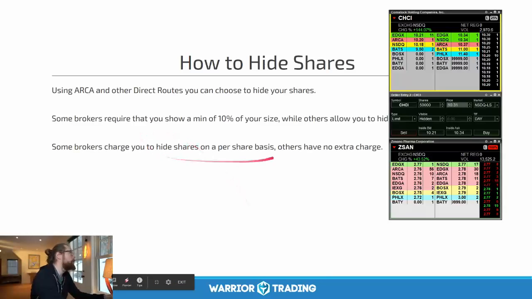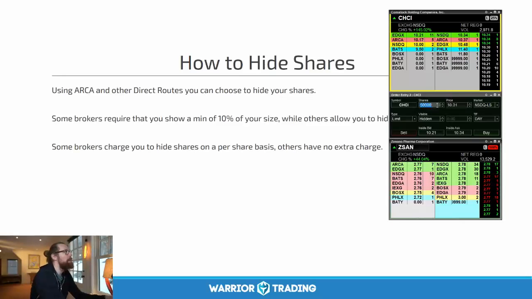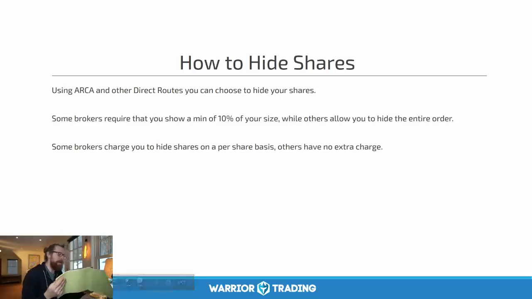Some brokers will charge you to hide shares on a per share basis. Others have no charge. There's no charge at Lightspeed to hide your shares. They don't care. It's just hide it or don't hide it. It's up to you. Some brokers require that you show a minimum of 10% of your size, which is where you get that iceberg order, because you see just the 5,000, but not the 45,000 underneath it. Lightspeed doesn't require you to show anything. You can just have your orders hidden completely.